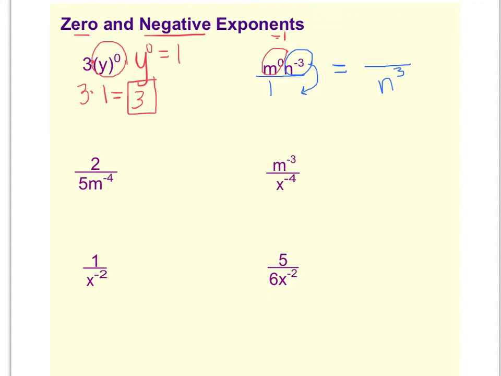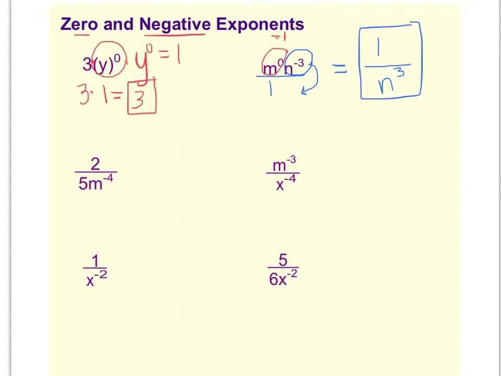As far as what's left over in the numerator, while your n to the negative 3 has moved, and remember we still had that m to the 0 power, but we know that that equals a 1, so we have a 1 up top. So we have 1 over n to the 3rd power.